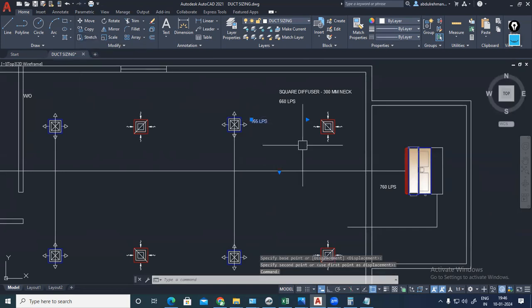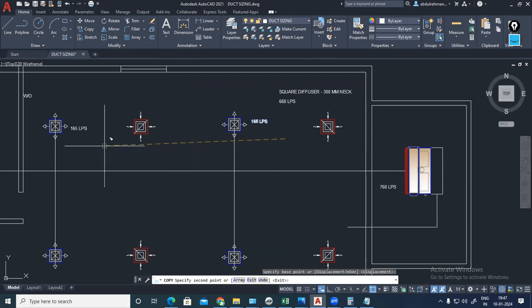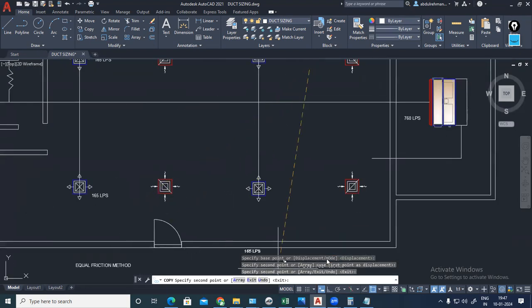And see, duct sizing means we are not sizing the length of duct. Length of duct is totally depending upon the static pressure capacity of your fan. Duct sizing means dimension of duct only. Length of duct will vary with respect to the position of your AC machine and the air terminals. And this will be 165, 165, 165.